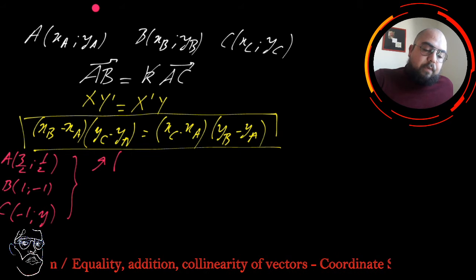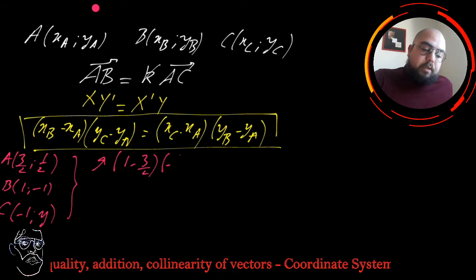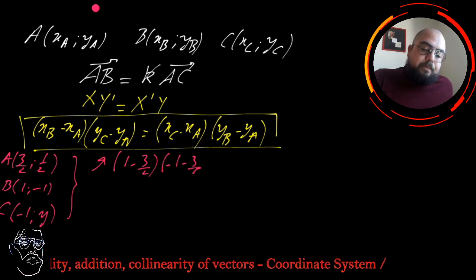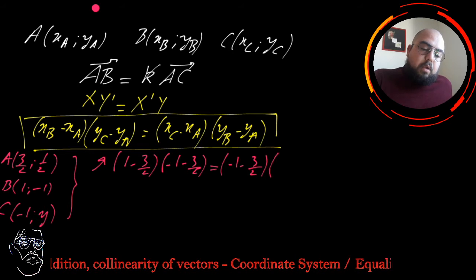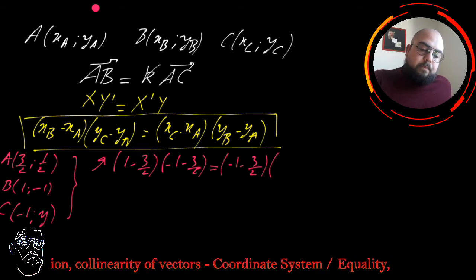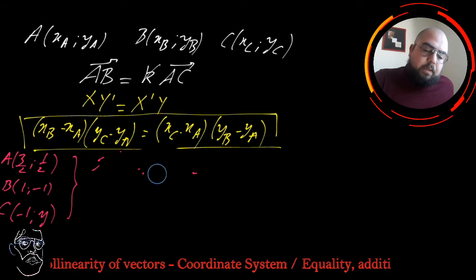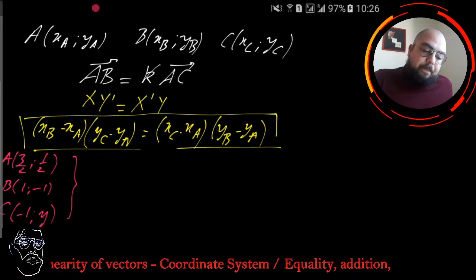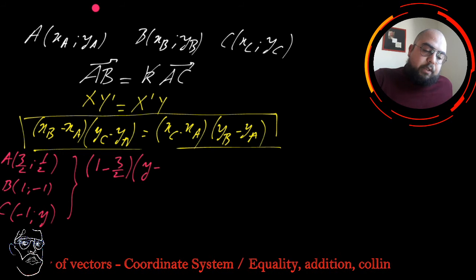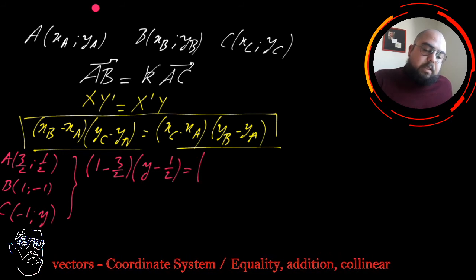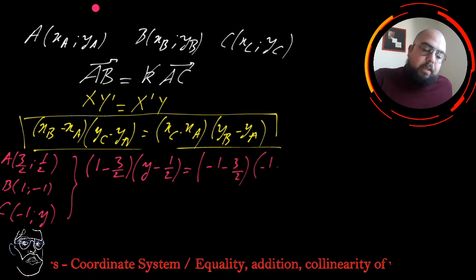So x of B minus x of A, 1 minus 3/2, times y of C minus y of A. Excuse me, I will have to repeat it again because I made a mistake. So we have x of B, 1 minus 3/2, times y of C, which is y, minus y of A, which is 1/2, is equal to x of C, which is -1 minus 3/2, times y of B, which is -1 minus 1/2.